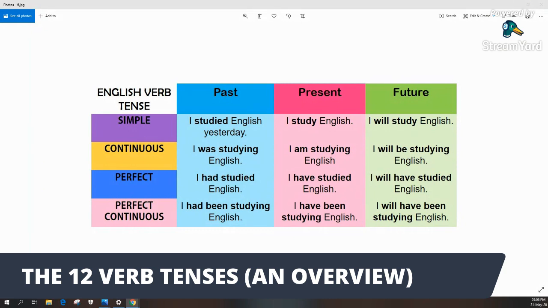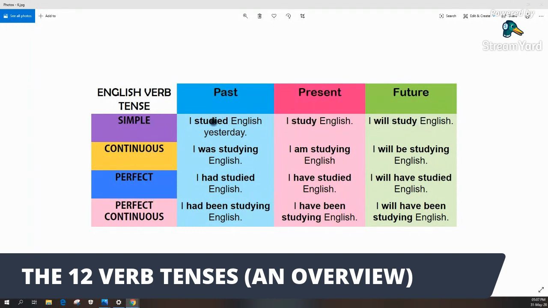Let's go back a little. When are we going to use them? So we are going to use simple past, simple present, simple future. Let me read the example first. I studied English yesterday. Simple past. Present, I study English. Future, I will study English.